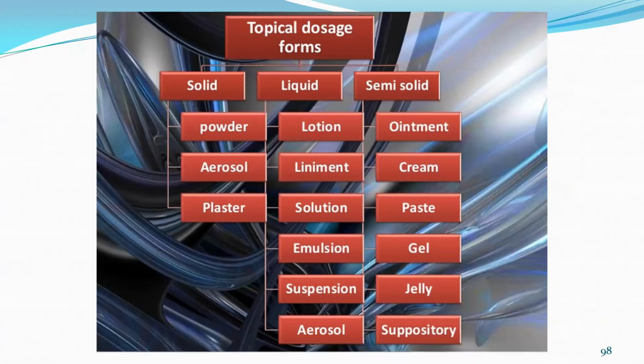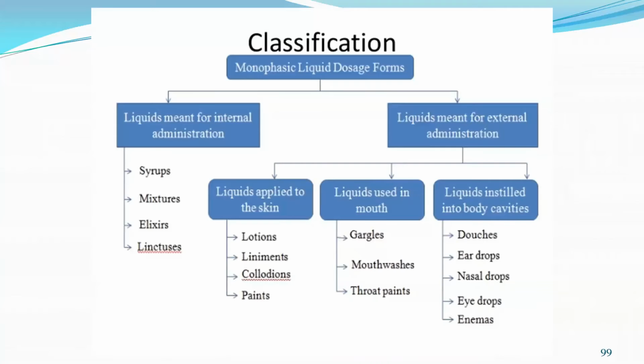This is taken from the book Color Atlas of Pharmacology, and different books classify this differently. In any dosage form, there will be a solid form, a liquid form, and a semi-solid form available. Hence, you can remember any one of these classifications and write it, there is no problem.